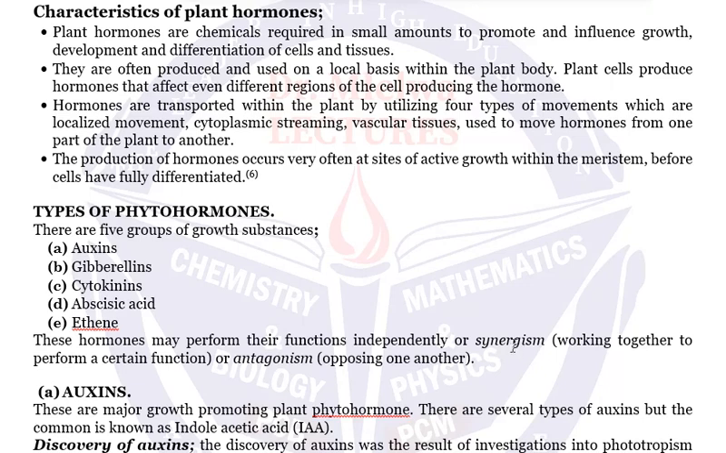Now when we are talking of synergism, it means that the hormones are working together to perform a certain function. For example, gibberellins can stimulate cell elongation in the presence of auxin. So gibberellins themselves can't stimulate cell elongation, but in the presence of auxin they stimulate cell elongation. That means gibberellins do their function with the support of auxin. Also, cytokinins perform their function in the presence of auxins.